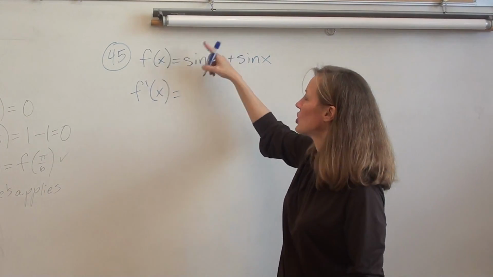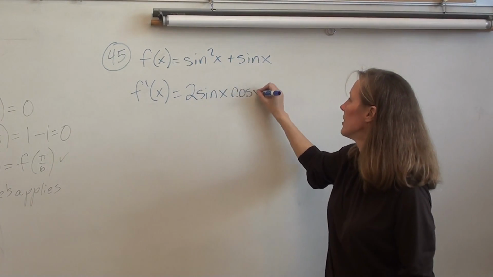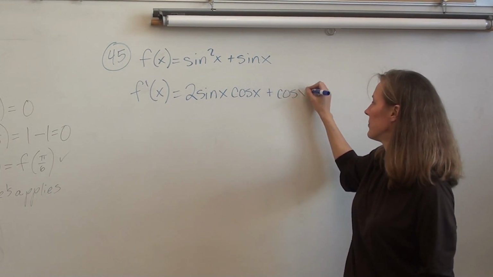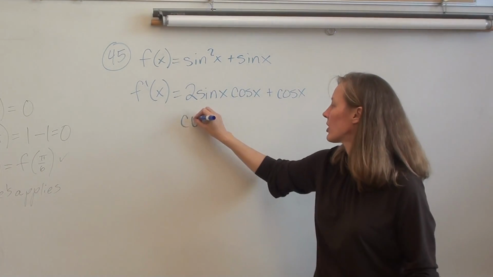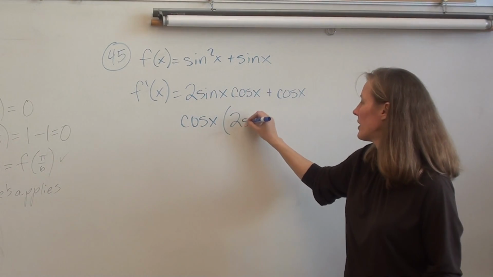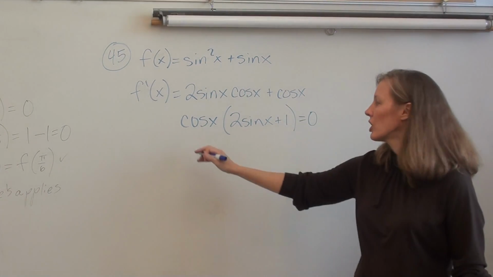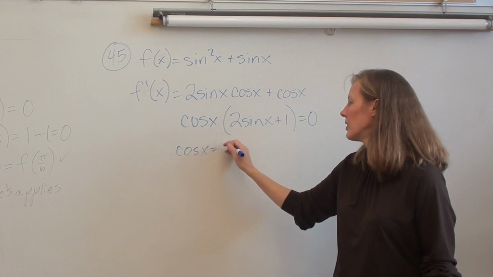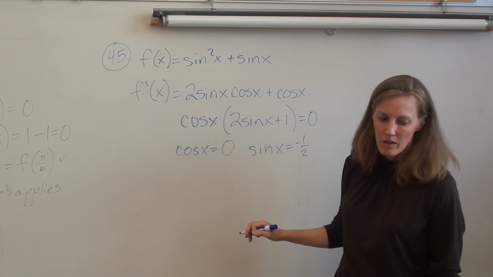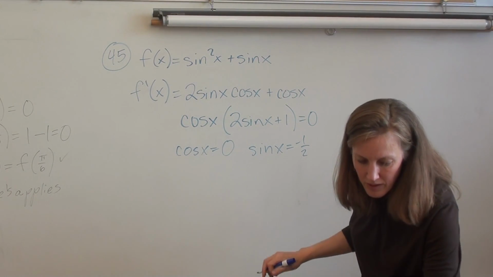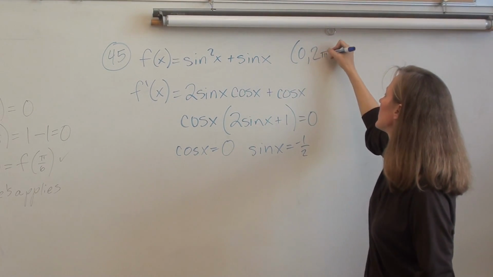So this is, again, that chain rule. So it's 2 sine x times cosine x plus cosine x. So now, in order to find the zeros, I'm going to factor out a cosine. So we have cosine x times 2 sine x plus 1. So I get cosine equals 0, or sine equals -1/2. And we've got to have an interval. Oh yeah, this is on the interval 0 to 2 pi, not including the endpoints.